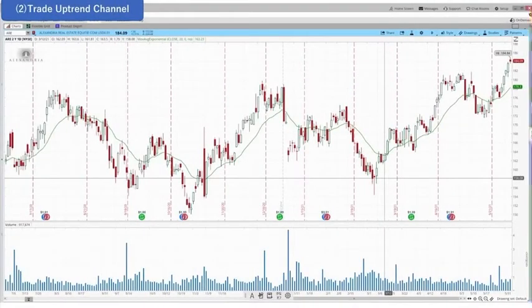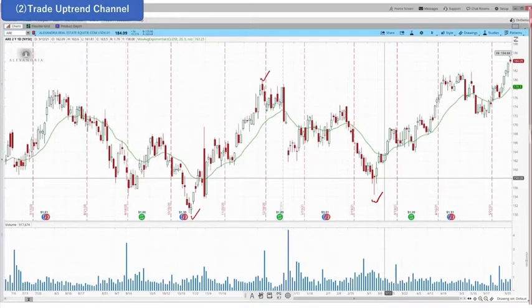Okay, let's see how to trade an uptrend channel. So first, we are going to see where the support levels and resistance levels are. Okay, we look for this. Here is support 1, and here's support 2. And here's a swing high, which is the resistance level. Okay, if we get these 3 points, then we could draw the uptrend channel.